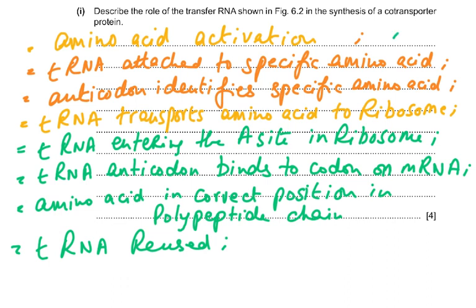Then tRNA attaches to a specific amino acid. Then the anticodon identifies the specific amino acid. Then the tRNA transports the amino acid to the ribosome. Then the tRNA enters the A site in the ribosome. There are 3 sites in the ribosome, and this enters the A site. The tRNA anticodon binds to the codon on the mRNA, and then the amino acid is in the correct position in the polypeptide chain, and then the tRNA is reused.